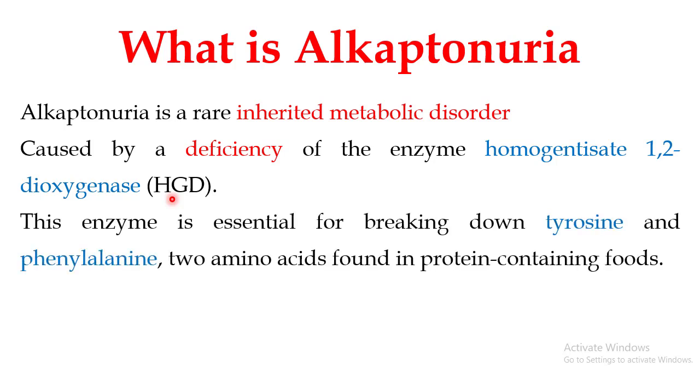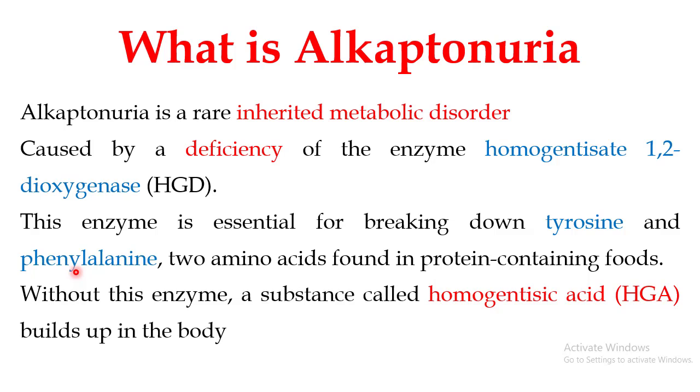And when there is a deficiency of this enzyme, the metabolism or the breakdown of two important amino acids, tyrosine and phenylalanine, that we get in the protein containing food, gets disturbed. So there is a problem with the breaking down of tyrosine and phenylalanine. So what happens is there is a buildup of a particular substance during this metabolism of tyrosine and phenylalanine, and that is known as homogentisic acid. For short, we would call it HGA. So simply, the deficiency of the HGD is going to cause the buildup of the HGA in the body, and that is going to cause alkaptonuria in the patients.